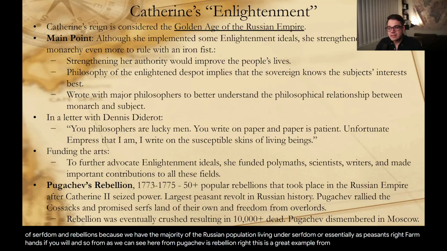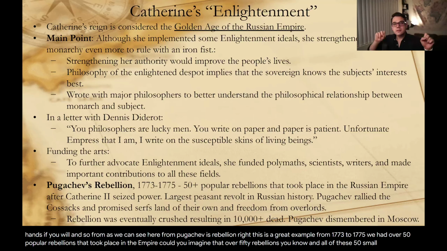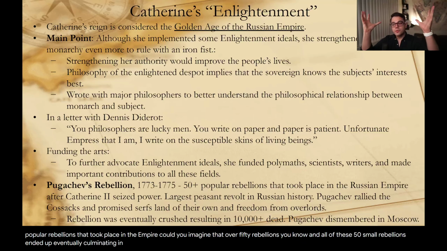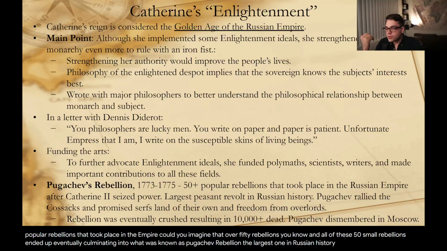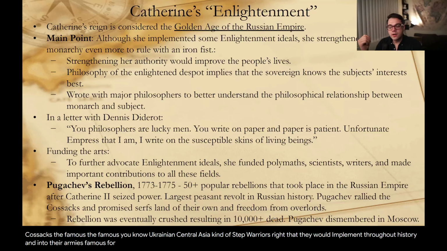From 1773 to 1775, we had over 50 popular rebellions that took place in the empire. Could you imagine that? Over 50 rebellions. And all of these 50 small rebellions ended up eventually culminating into what was known as Pugachev's rebellion, the largest one in Russian history. And Pugachev ended up rallying the Cossacks, the famous Ukrainian, Central Asian kind of steppe warriors, right, that they would implement throughout history and into their armies, famous for their prowess on horseback, right, and with the sword.